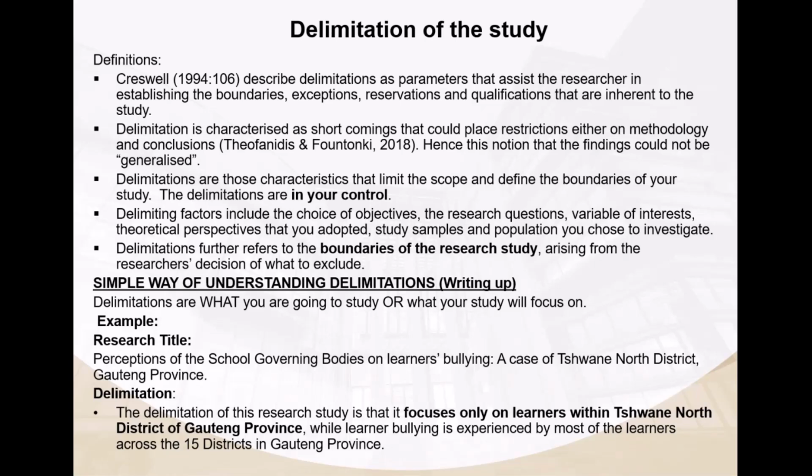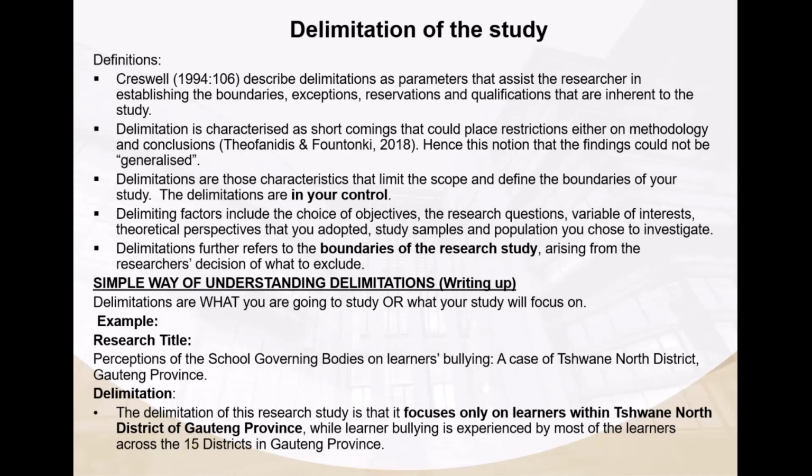All right. And I like the way Theofanidis and his colleague put it, hence this notion that the findings could not be generalized. If you speak about generalization of the findings, we are always looking at the limitation, to say I can't generalize these findings. The results of this study cannot be generalized because of this and that. For example, if I conduct my research in South Africa only, I can't generalize to say my findings are happening across the globe, because there is a delimitation there. That's why you always have this notion that the study cannot be generalized.